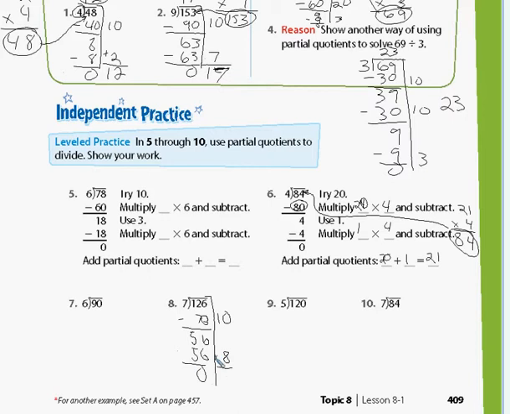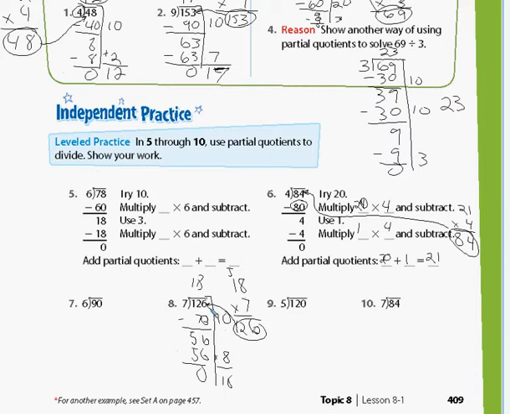8 plus 10 is 18. So that's saying that 126 divided by 7 is 18, and we'll check it. 18 times 7. 7 times 8 is 56. 7 times 1 is 7, plus 5 is 12. And that matches our dividend. That means we've done it right.